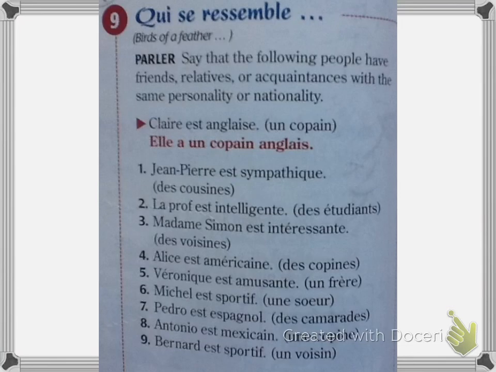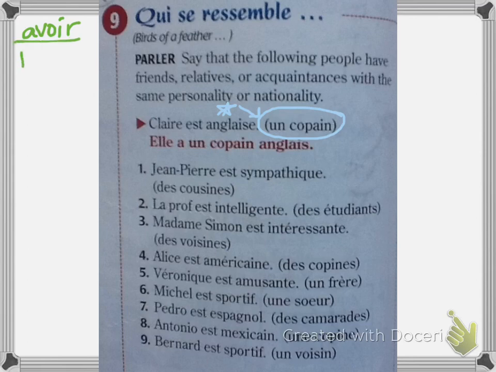So take a look at exercice 9, Qui se ressemble. Say that the following people have friends, relatives, or acquaintances with the same personality or nationality. So look at our example prompt. We have Claire est anglaise. So Claire is English. So we want to say she has an English friend. We know we're using un copain because that's what we see in parentheses. And we're going to use the same adjective here to describe the friend. So every single time here we're going to be using that verb avoir.